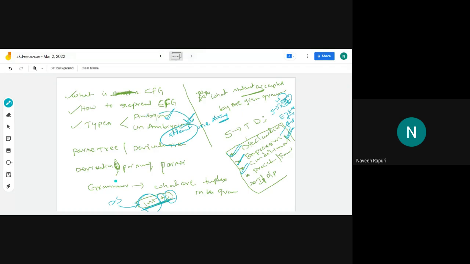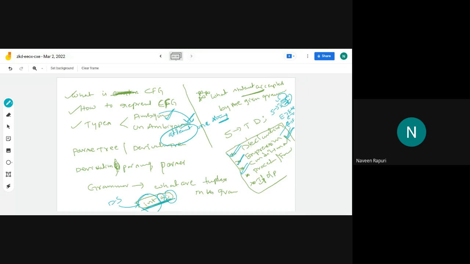If it is an ambiguous grammar, the syntax analyzer cannot construct the parse tree. So only for unambiguous grammars can the syntax analyzer produce the parse trees. Otherwise it produces errors.